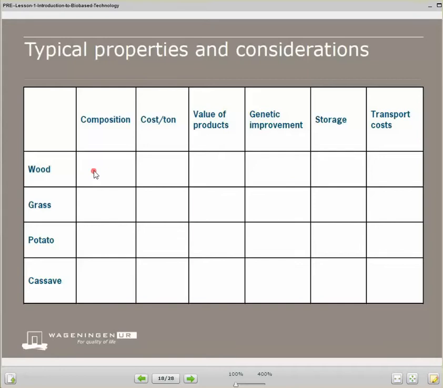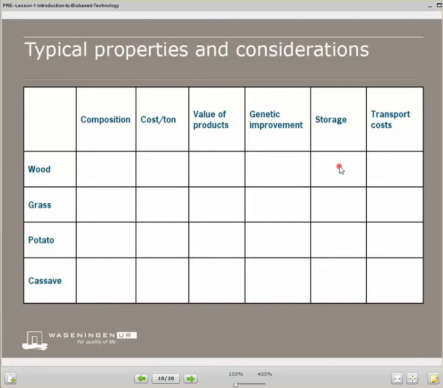So wood, the composition of wood, do you think that makes a good candidate or a bad candidate? Is there a lot of oil in wood, or is it a lot of lignin? Cost per ton, how much does it cost to produce wood? The value of the products that you can make from wood. Can you genetically improve a tree to produce more of the product that you want? You can make a faster tree, a tree that grows faster, a tree that has more leaves. These are basic things. A tree on steroids.